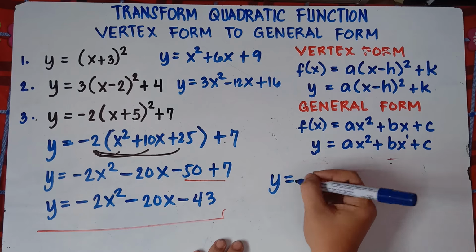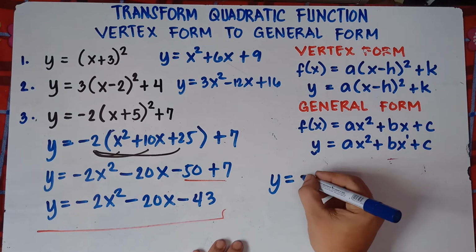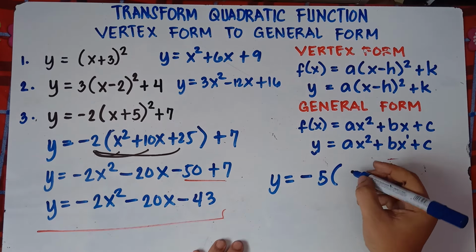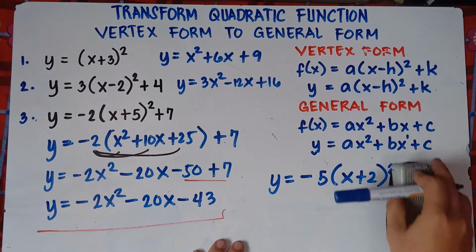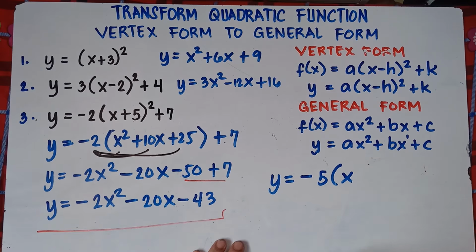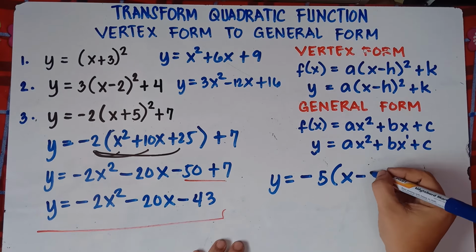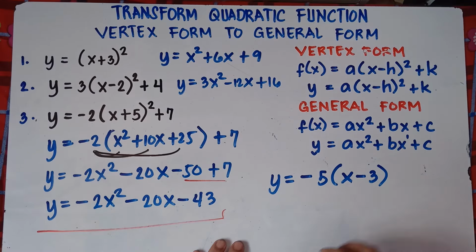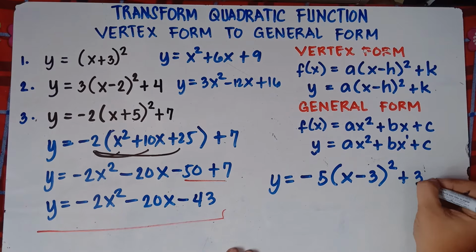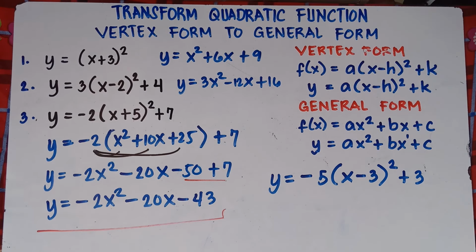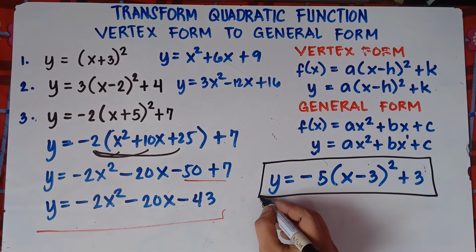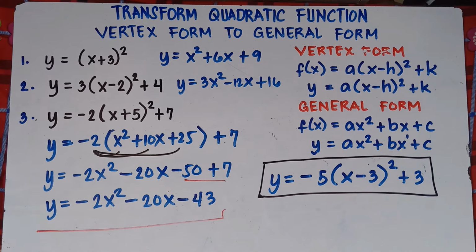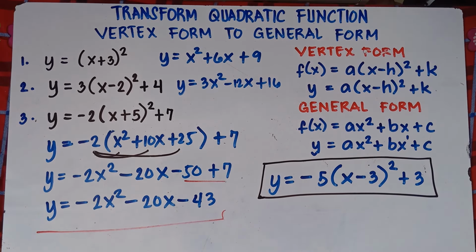Y equals, okay, you try this one, negative 5 quantity x plus 2 squared. Or let me just make it x minus 2. Let's try x minus 3 squared. Alright, and then plus 3. That's it, class. You try that one and you put your answer in the comment section down below. Transform this one into general form and then you write the value of A, B, and C. Let me check if you really understand our topic.